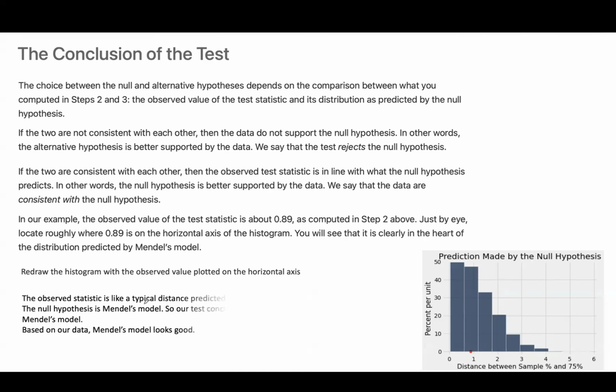The observed statistic is like a typical distance predicted by the null hypothesis, the null hypothesis in Mendel's model. So our test concludes that the data are consistent with Mendel's model. Based on our data, Mendel's model looks good.